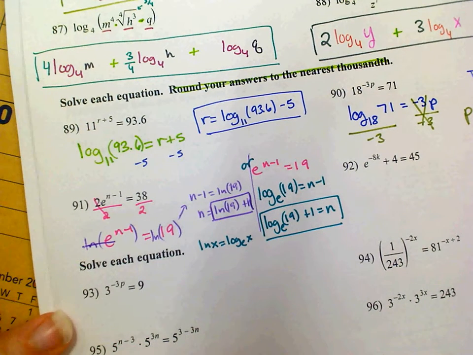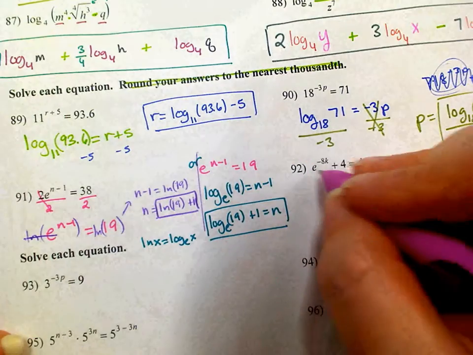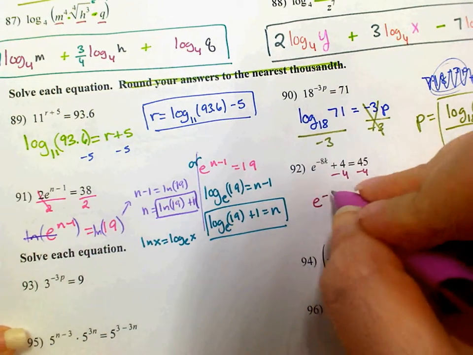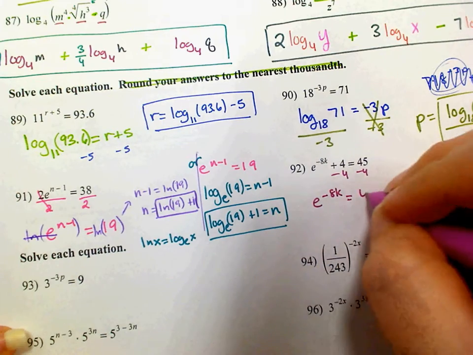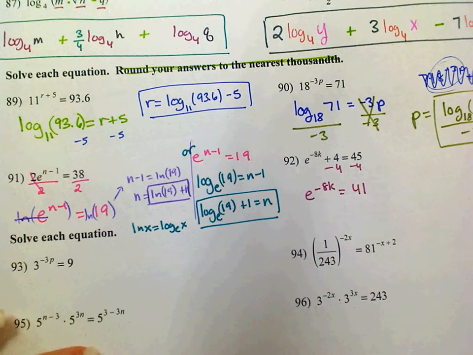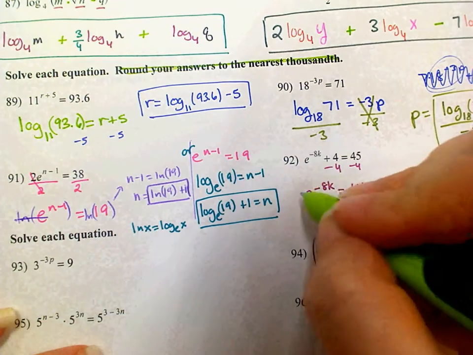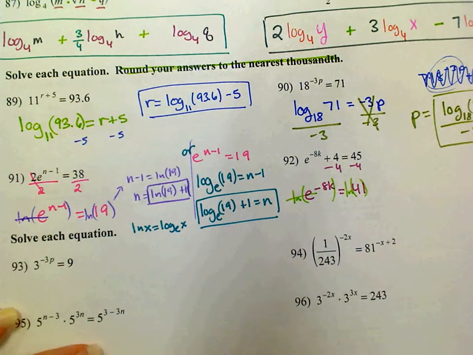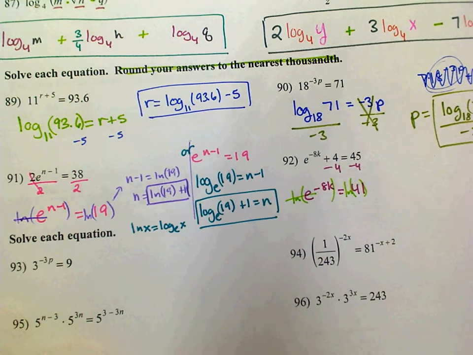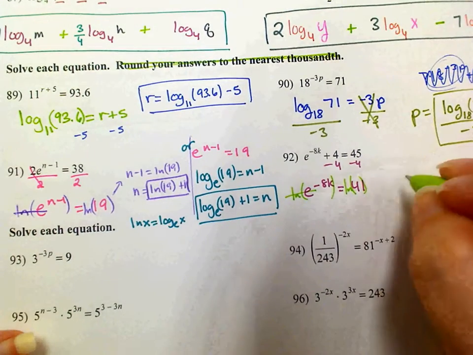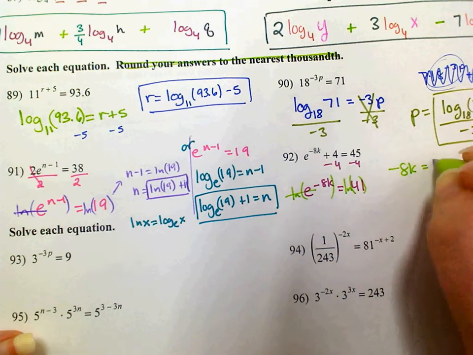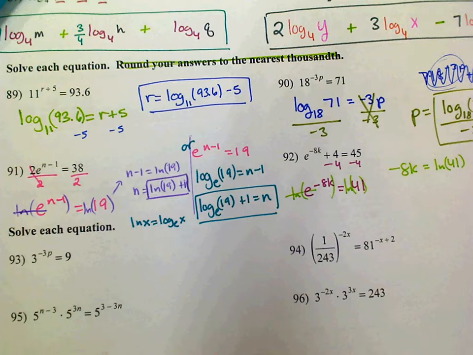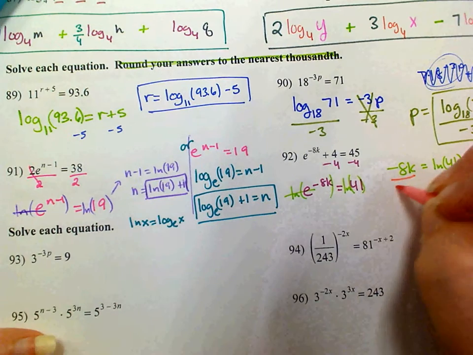Okay, on this one, I need to get the exponential expression alone, so subtract 4, and I'm left with e to the negative 8k equals 41. So I'm going to solve it the way I would, and I'm going to take the natural log of both sides, so natural log of this and natural log of that. Like I said, it's like a square root. You're taking the square root of both sides, you're taking the natural log of both sides. So I'm left with negative 8k equals the natural log of 41. And then we just divide by negative 8k, or not negative 8k, negative 8, and we're good.